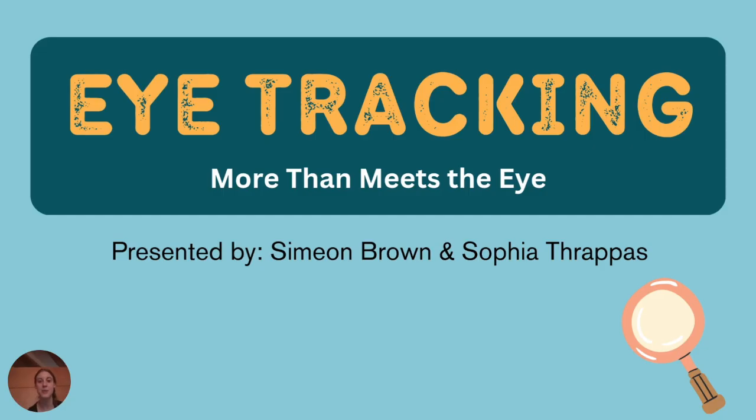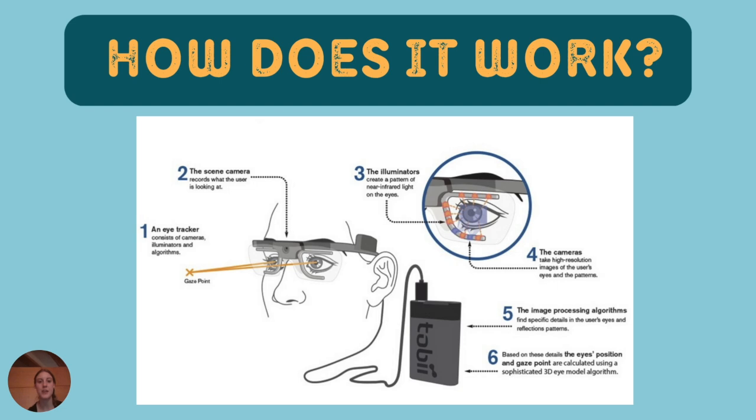Okay, so there are two types of eye tracking technology. This is the first one in which the participant actually wears something on their face that is like glasses. So it's an eye tracker that consists of cameras, illuminators, and algorithms, and it records what the user is looking at.